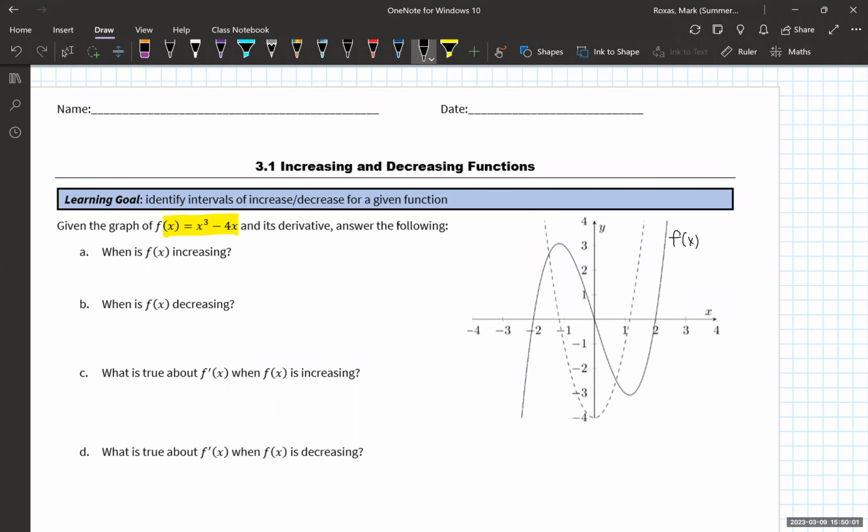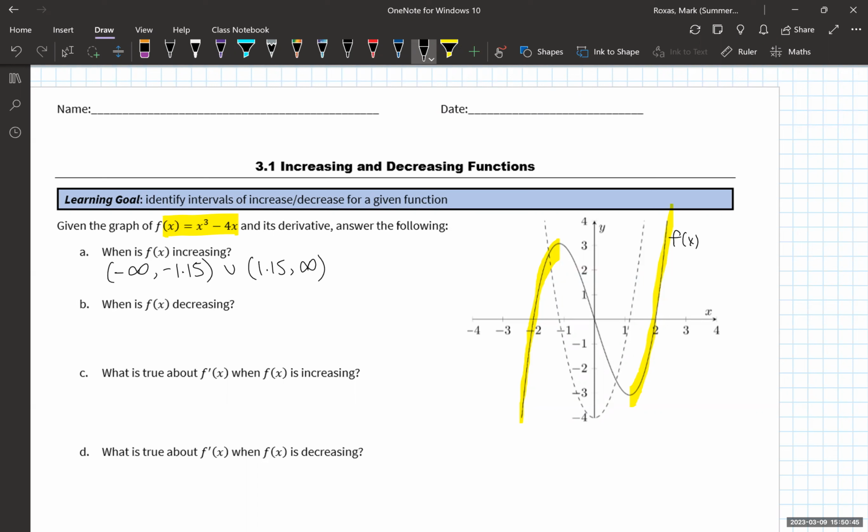If we look at f(x), we can see that it is increasing, meaning the y values are going up, along what I'm highlighting here, from the left all the way up to this point. Afterwards it's decreasing, and after this turning point down below, it's increasing once more. I can express that as intervals: from negative infinity to negative 1.15, as well as the interval from 1.15 to infinity.